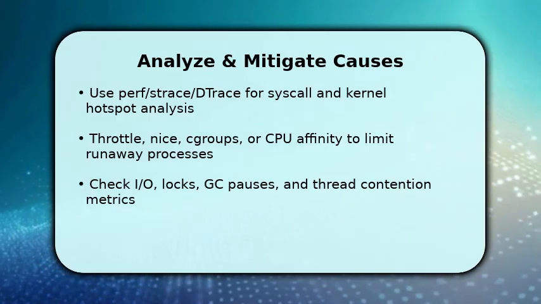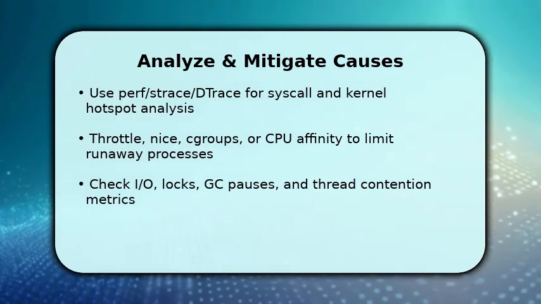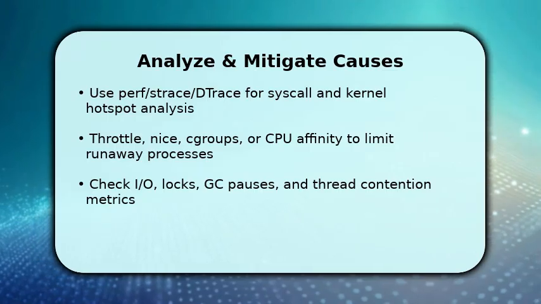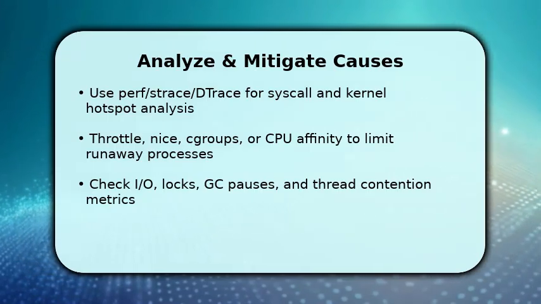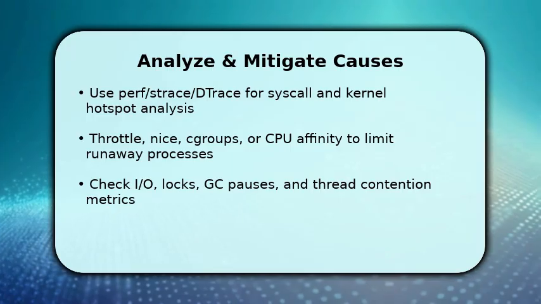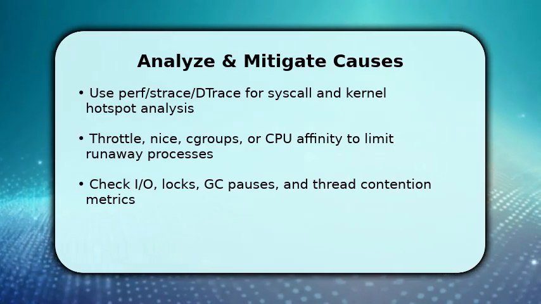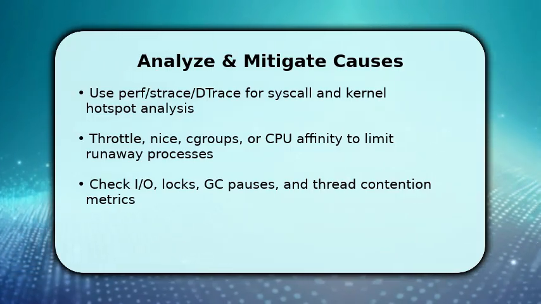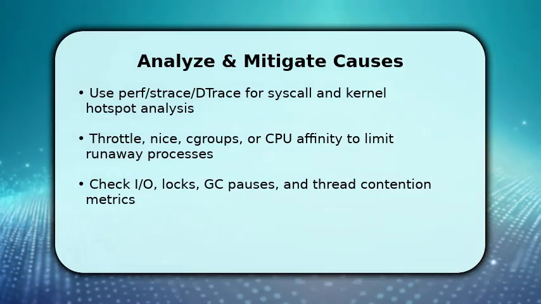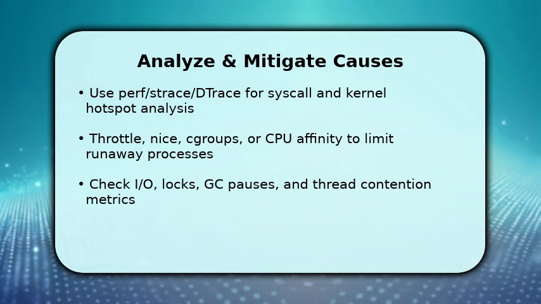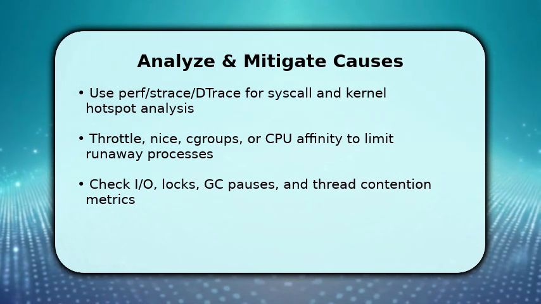Once you know the cause, apply mitigations. Adjust nice or cgroups to throttle, set CPU affinity to isolate workloads, or tune JVM GC and thread pools. Also verify disk and network I/O are not causing CPU wait. Addressing the root makes improvements durable rather than temporary.